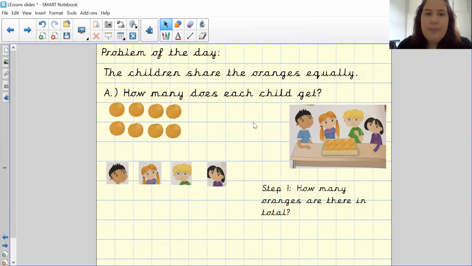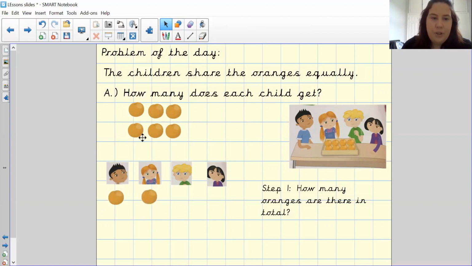So let's have a look at the first question. The children share the orange equally. So the first thing we have to do is to find out how many oranges there were to begin with. So let's count them. 1, 2, 3, 4, 5, 6, 7, 8. And you can see I've put 8 oranges here for us to use. Okay, so that's the first step of the question. We now need to share them equally between the children. So we've got 1, 2, 3, 4 children. So let's share them equally.